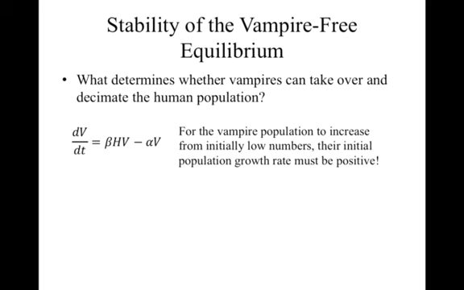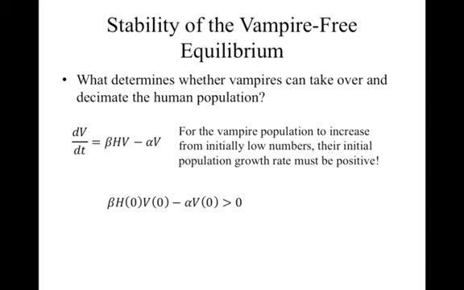So in order for vampires to be able to take off, in order for vampires to start spreading through a population, the rate of change of vampires has to be positive. I have to have an increasing number of vampires when I start from very few vampires. So if I start from like one vampire who arrives into the system, then my rate of change of vampires has to be positive. If it's negative, that vampire just can't spread enough.